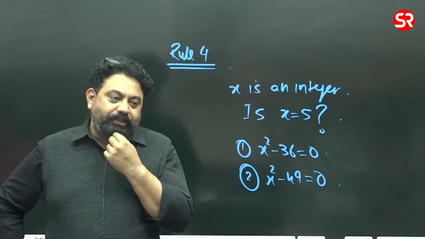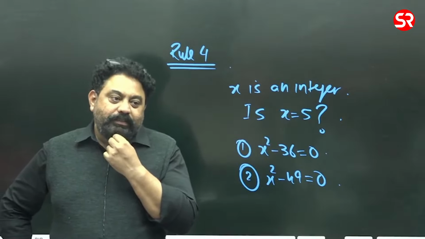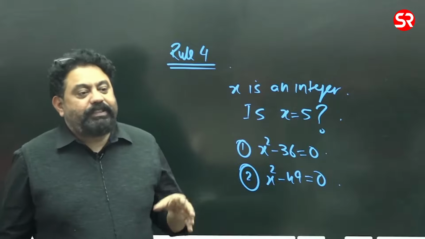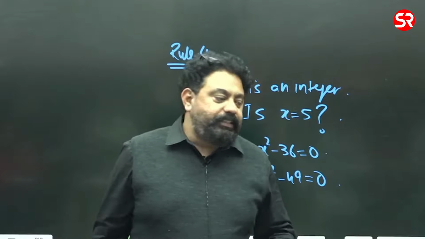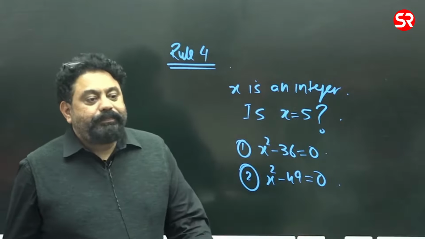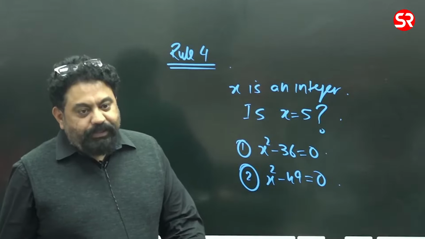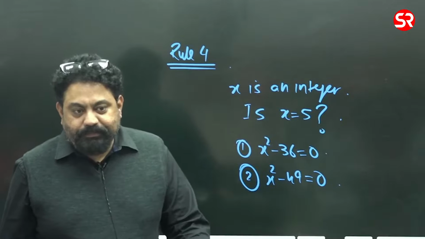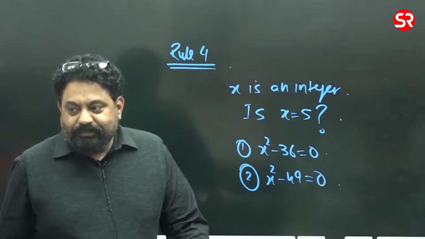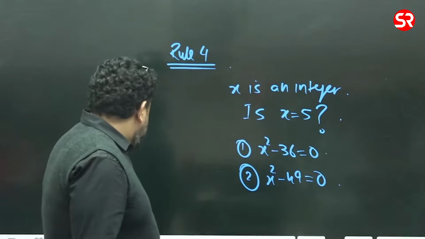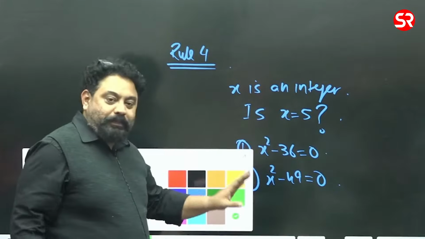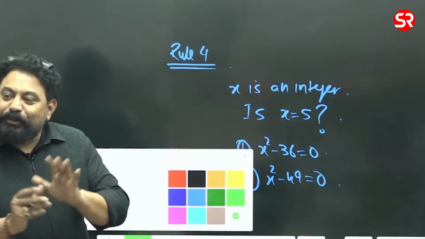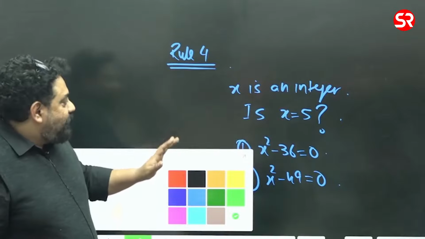One, which statement is giving you answer? One means one of the statements is giving an answer, the second is not giving an answer. Kaun si statement answer de rahi hai, batao? First one is giving you answer, but second is not giving you answer. Suno, ab maza karo. Answer is 2.